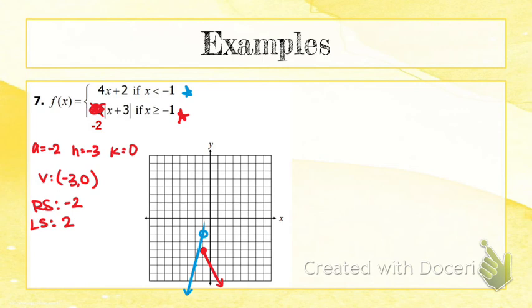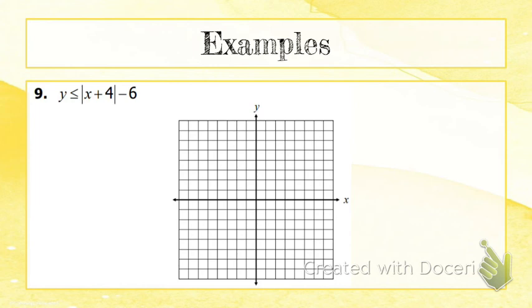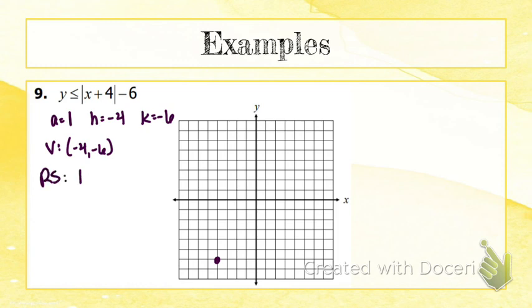All right? I'm going to do one more problem with you. So this problem is an inequality, but it's also absolute value. So we're going to start the same way that we've been going, and then we'll decide what to shade. So we have A equal to 1, H equal to -4, and K equal to -6. So our vertex is at -4, -6. So we're going to put that over here. -4, -6 is right here. And then the right slope is equal to A, and the left slope is equal to -A. So the right slope is up 1/1, and the left slope is going to be symmetrical to that.